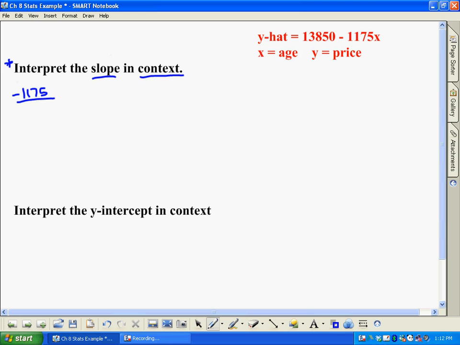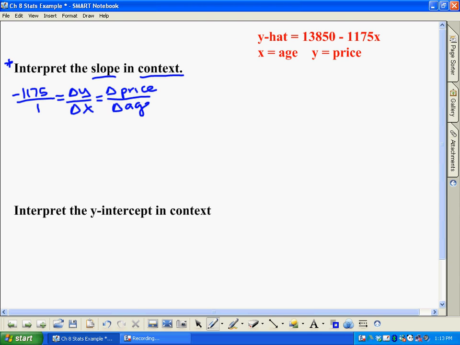1,175, and I'm going to go ahead and put that over 1. And the basic definition of slope is delta y over delta x. That's how it works in math just in general. So in this case, though, what is y? Well, y is price. So it's really the change in price over the change in age.